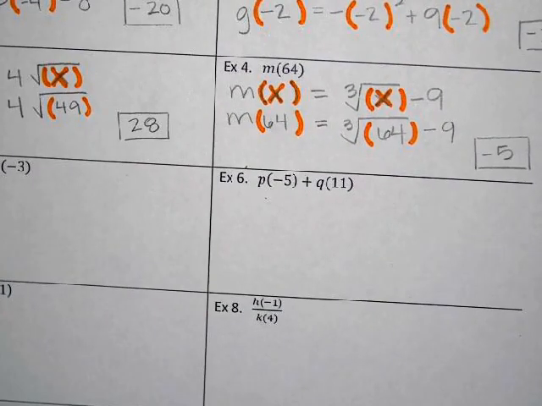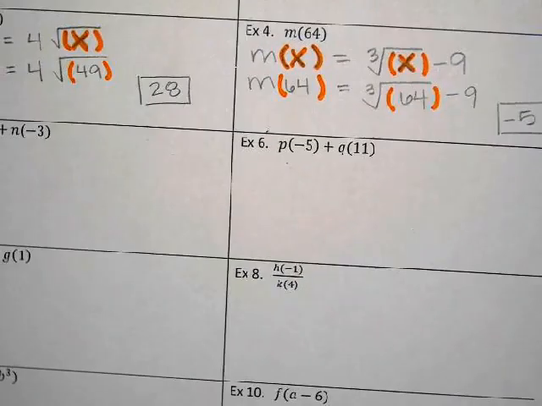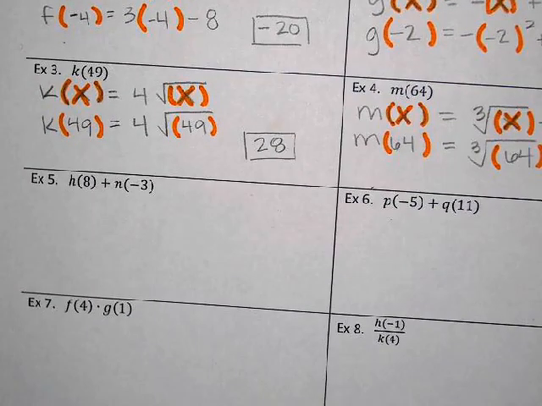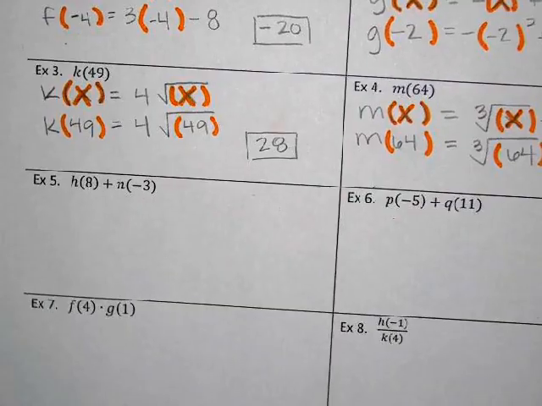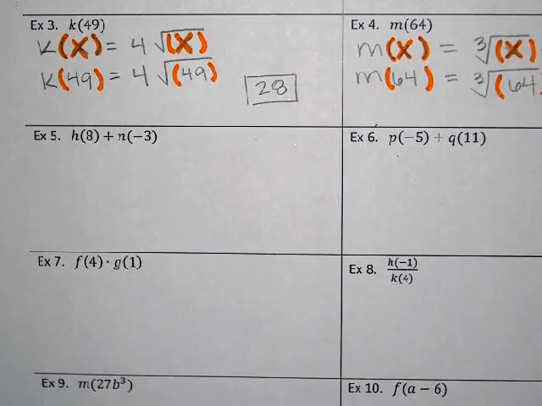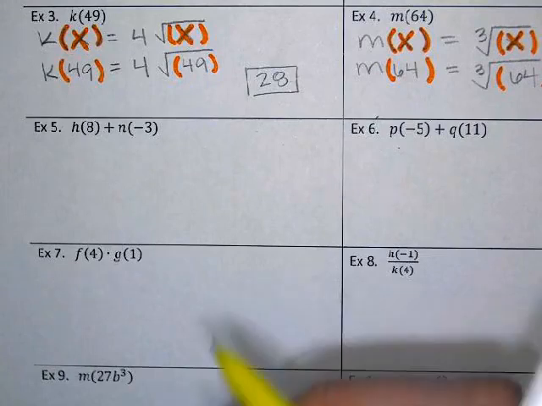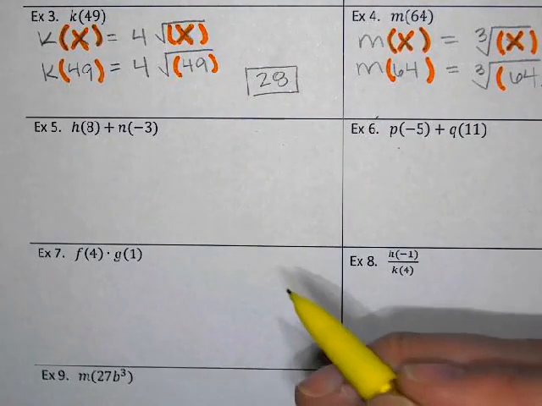Okay, now for the next set of problems, they're asking you not just to figure out what one number is, but to take 2 different numbers and then perform an operation with them. So take 2 different numbers, add them together, or subtract them, or multiply them, or whatever. So I'm going to find h of 8 first. Then I'm going to find n of negative 3, then I'm going to add them together.